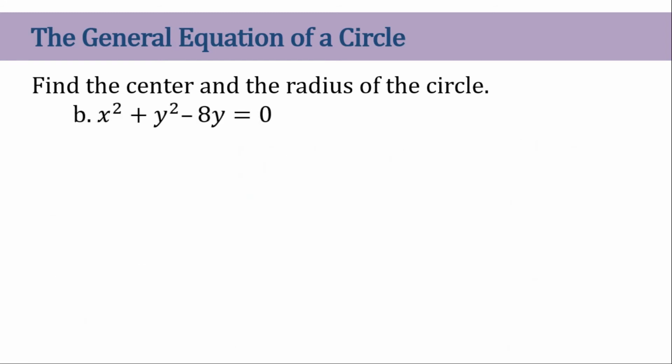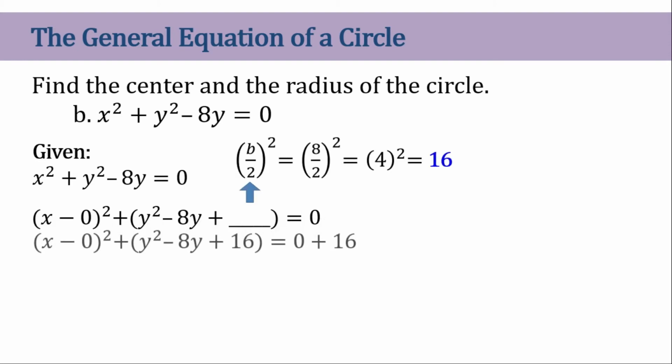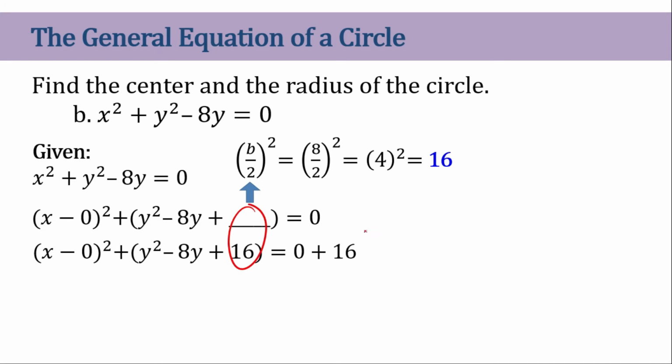On letter B, x squared plus y squared minus 8y, we need to do the same process. Let's divide it into x's and y's. So x minus 0 squared plus y squared minus 8y plus something that will make it a perfect square. Now to do that, let's divide 8 by 2. 8 divided by 2 is 4. 4 squared is 16. You add 16 here, you add 16 on the other side of the equation.